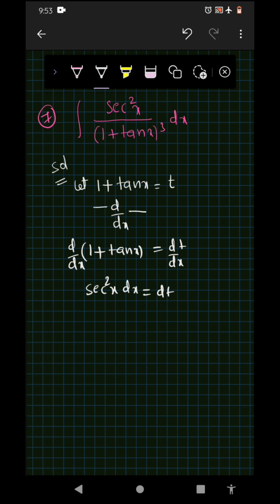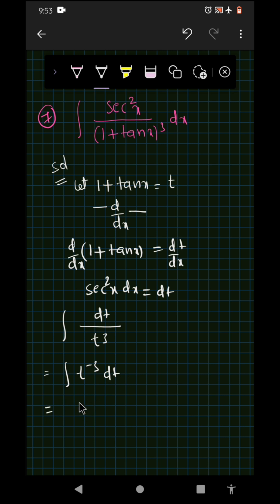So now substitute both values in the problem. Integration of secant square x dx is equal to dt. We will get here dt by, and 1 plus tan x is equal to t, take that here t cube. So now we get that here integration of t power minus 3 dt.